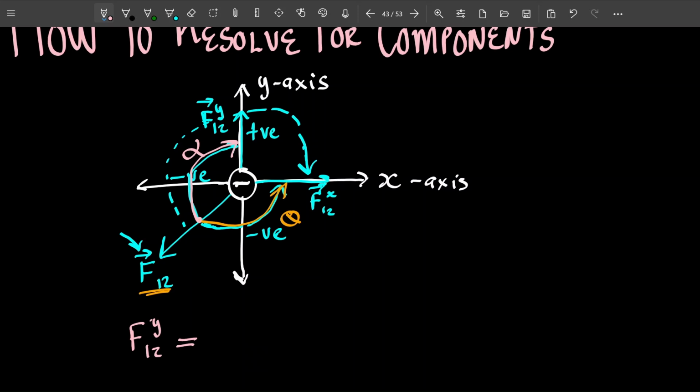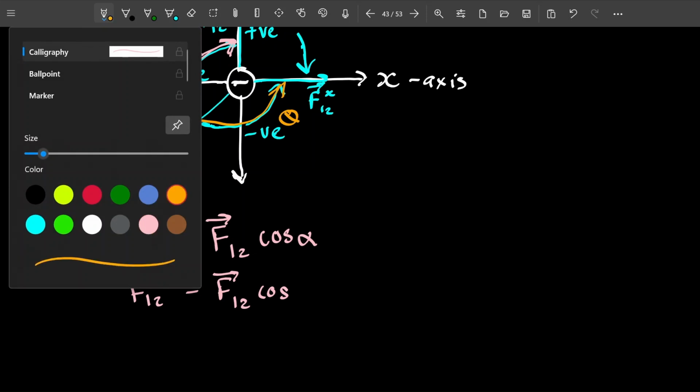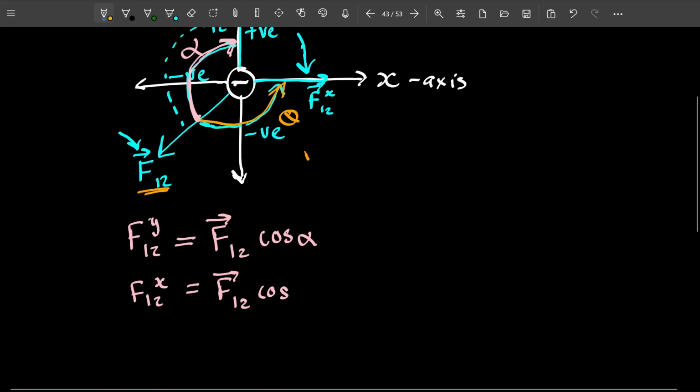I'm only going to be getting the size. I'm going to say this would be F12, the original one, then you multiply by cos alpha, the angle you cut into to go to the y-axis. Can you see that? And then for x, F12 in x is going to be F12 again, then cos of what? What is the angle I cut into to go to the x-axis? That angle is going to be theta, right? So it'll be cos theta.